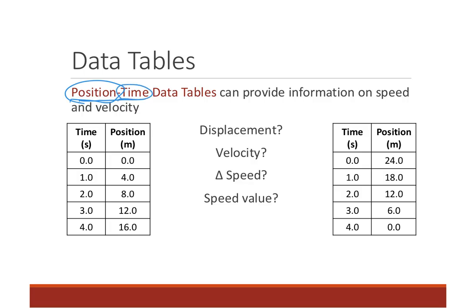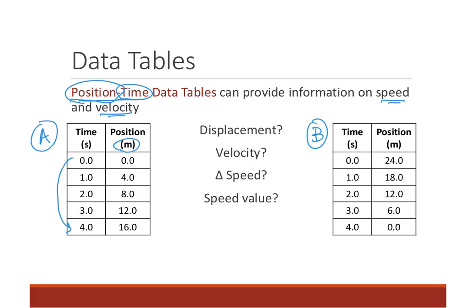And so position time data tables are giving you information you can use then to figure out things about speed and velocity, and of course displacement. So I have two data tables here for us to look at. I should have labeled them. So we'll call this one A and this one B. So let's look at the numbers that are here. We see that our time is in seconds, and we're going from 0 to 4, and then we have various values in meters for the position.